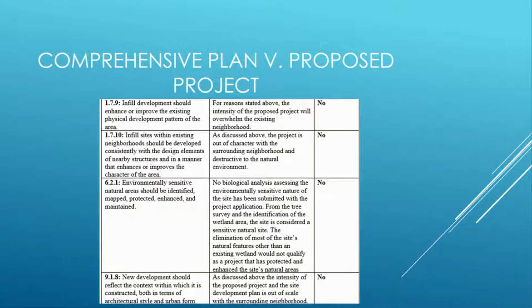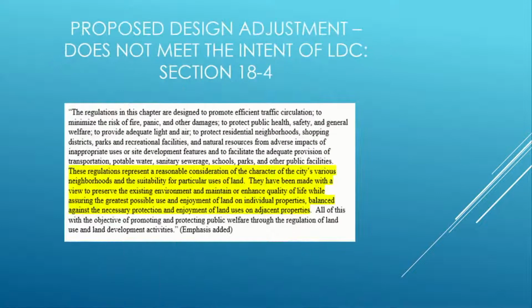First, we don't even have any, again, evidence about that and consistency with that, but what we do know from the plan that has been presented is that we're going to eliminate this forest that interconnects with other city park resources. New development should reflect the context which it is constructed both in terms of architectural style and urban form. Again, no consistency with the comprehensive plan here.